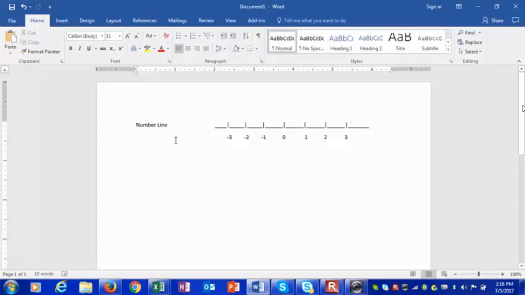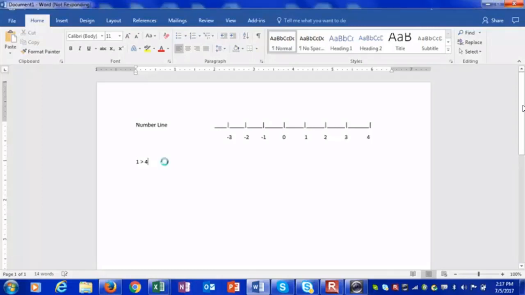You can actually look at the number line in terms of less than and greater than. For example, if I were to tell you 1 is greater than 4, would you agree? Is 1 greater than 4? If 4 is technically about here, if I tell you 1 is greater than 4, is that true? Well, 1 is closer to 0, 4 is further from 0. So that means 4 is actually greater than 1. So 1 is greater than 4 is actually false.